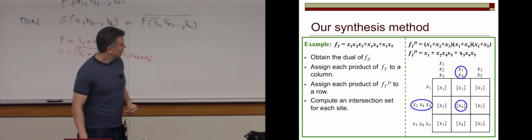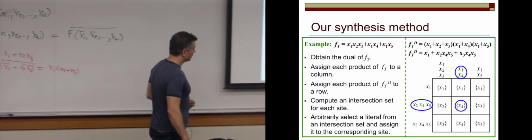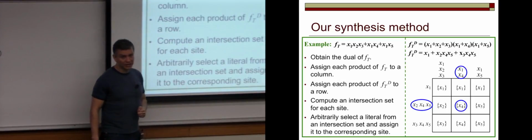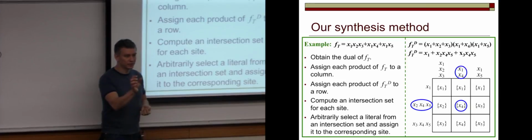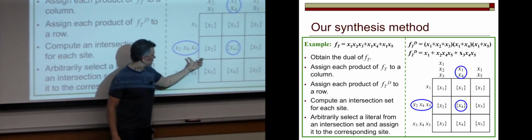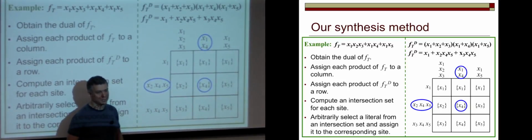And my claim is that this particular solution implements the function, and it implements the function with no sneak paths. So why are there no sneak paths? Is it clear to everybody? But to answer your question, Alex, the next example will show that if the intersection is not unique, let's say there's a few variables, you can arbitrarily pick one, it doesn't matter. So just pick one, it doesn't matter which.